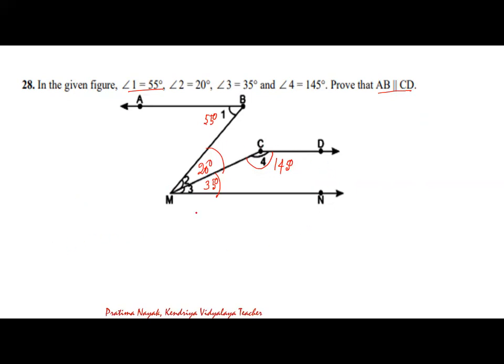So to prove AB is parallel to CD, I'll take the help of line MN. And first I'm using, if two lines are parallel, then alternate angles are equal. Similarly, if alternate angles are equal, then lines are parallel. I am going opposite of it.